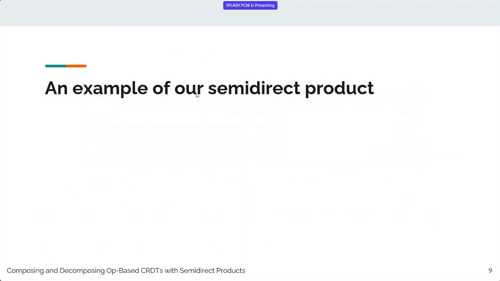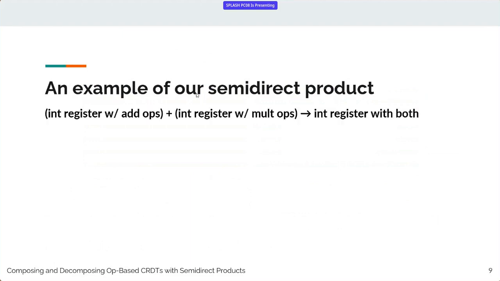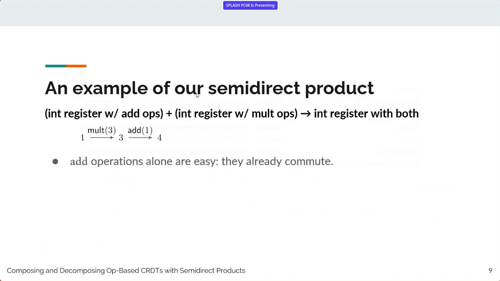I'm just going to give an example of the semidirect product. You can see the full details in the paper, but I think this is a nice illustrative one. We want to make a very powerful number: a number that you can add and multiply. In particular, we're going to take the semidirect product of one commutative data type, an integer register that supports addition, and another integer register that supports multiplication. To illustrate what you might do with this register, one user says, okay, starting at state 1, let's multiply by 3, then add 1 to get 4.